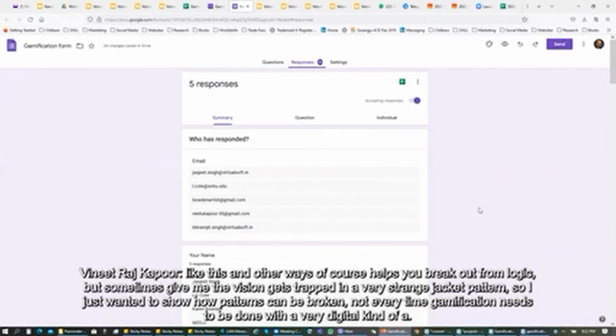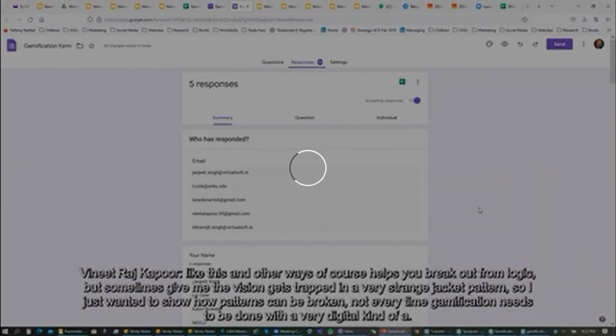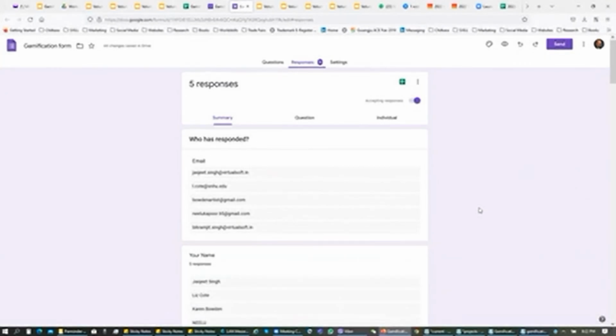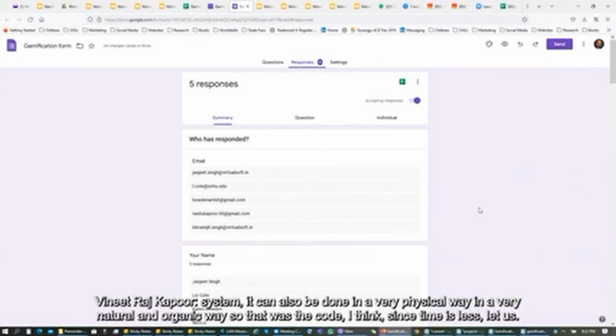But sometimes gamification gets trapped in a very straitjacket pattern. So I just wanted to show how patterns can be broken. Not every time does gamification need to be done with a very digital kind of system. It can also be done in a very physical way, in a very natural and organic way. So that was the core.